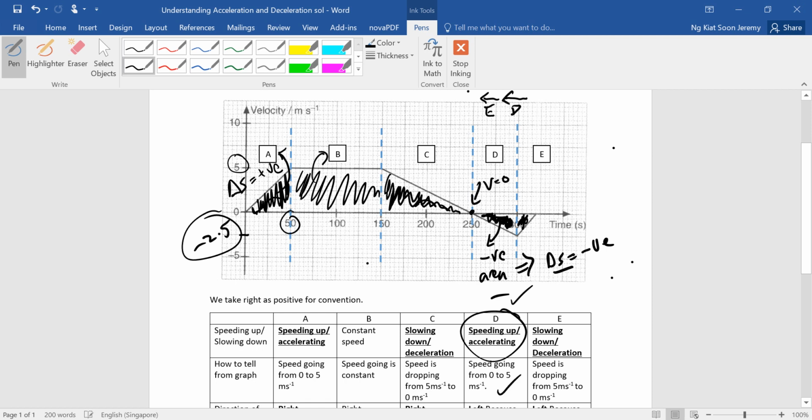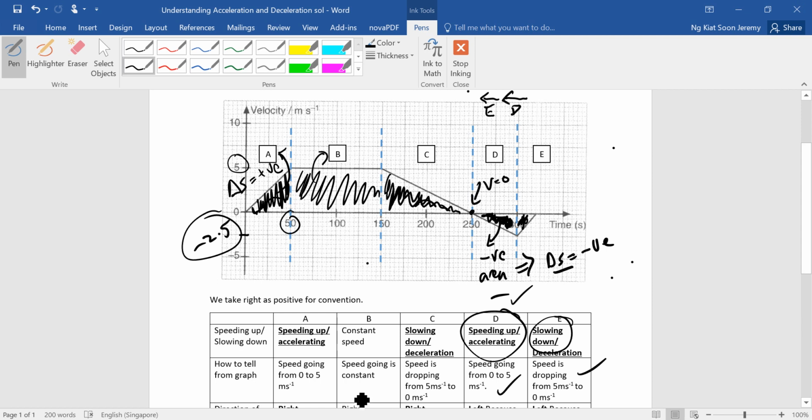Right, because the speed is going from 0 to 5, right? And likewise, if I apply the same reasoning here, I go from velocity is minus 2.5 to 0. If I want to figure out whether speeding up or slowing down, I just look at speed again. Actually, speed goes from 2.5 to 0, which means that I'm slowing down, right? So why? Because the speed is dropping.